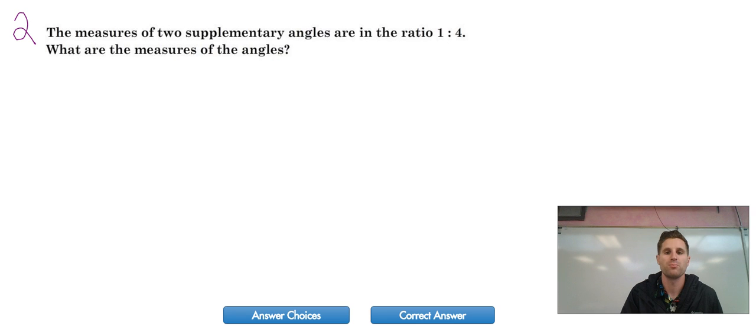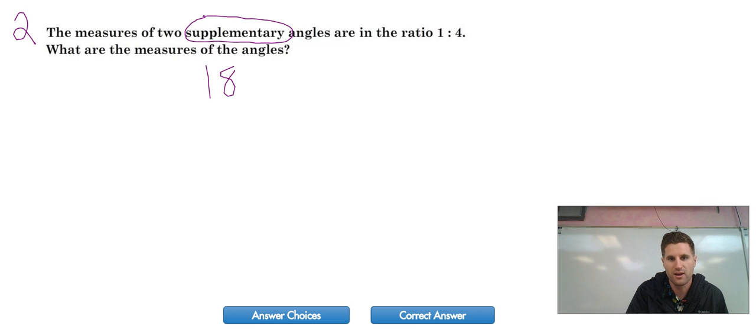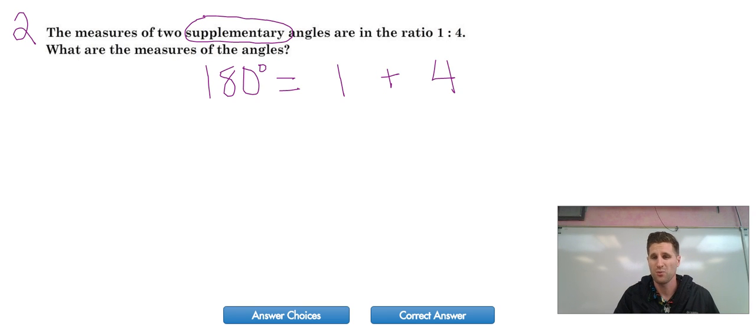The measure of two supplementary angles are in the ratio of 1 to 4. What are the measures of the angles? Well, we can actually solve this. This is called using our ratio to help us find a quantity. Two supplementary angles: if you see the word supplementary, hopefully you automatically were thinking 180 degrees, going back to geometry. And we want 1 plus 4. That's what we want to have, a ratio of 1 to 4.